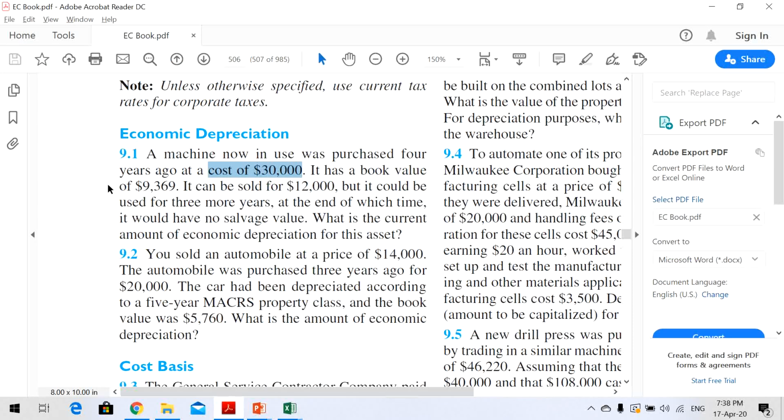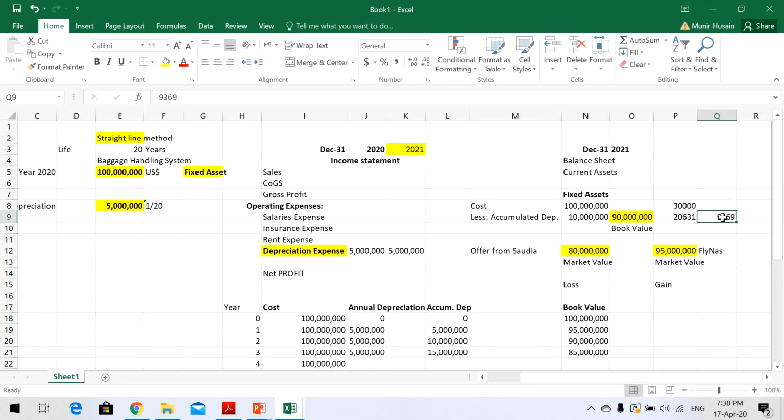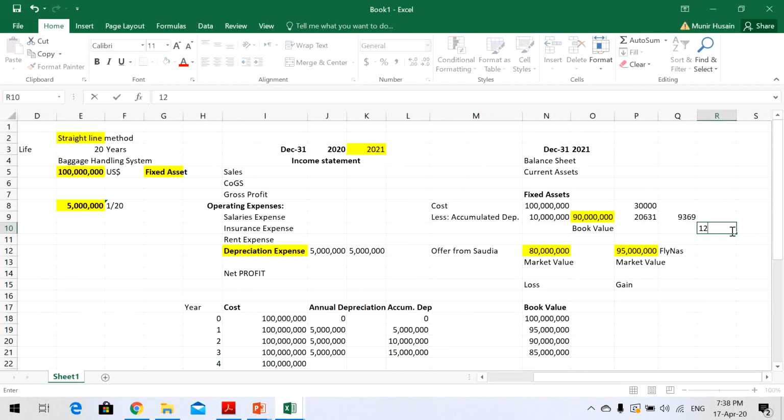It has a book value and it can be sold for 12,000. Now this is a book value. So it can be sold for how much? 12,000, so this is basically the market price. We can sell it for 12,000, more than our book value. So if we sell it, there will be a gain. I'm just explaining some concepts. It's not required right now, but later on you will need this information.